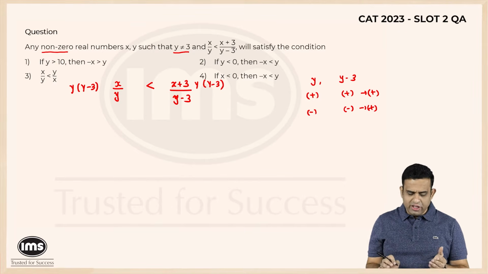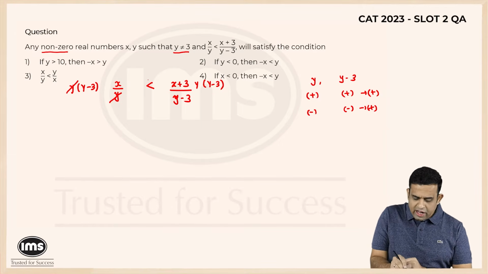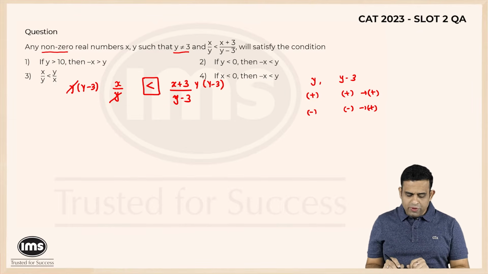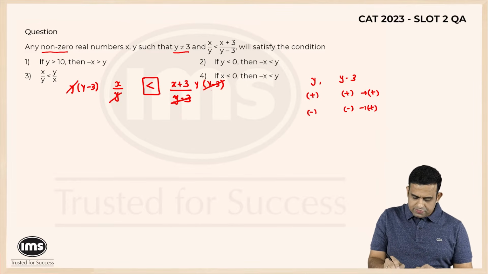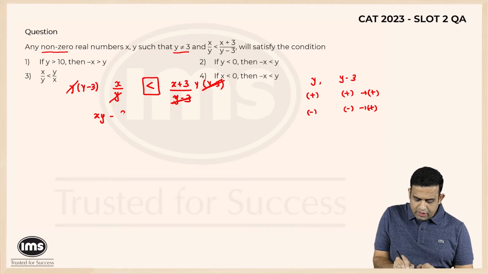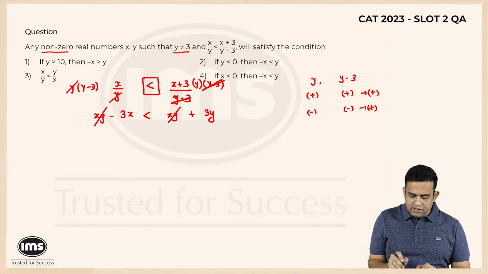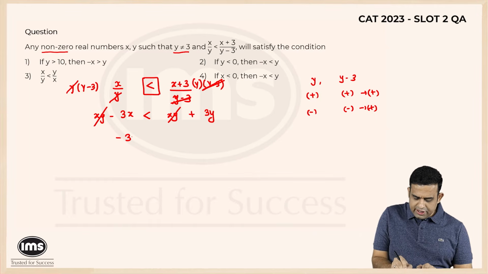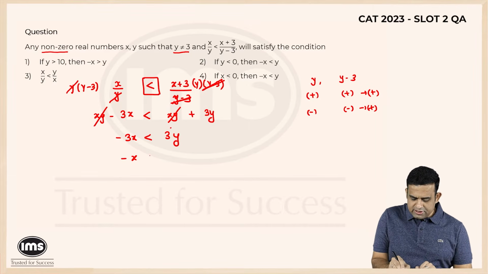So over here, if you look at now, we can cancel this y because y is non-zero. And since I am multiplying by a positive quantity, I am not going to disturb this inequality. Over here, the term y minus 3 can also be cancelled because this is positive. And now if I just open this bracket, one gets xy minus 3x is less than xy plus 3y. The terms xy and xy can be easily cancelled, and one basically will get minus 3x is less than 3y. So even this 3 and 3 can be cancelled. So one will get minus x is less than y.